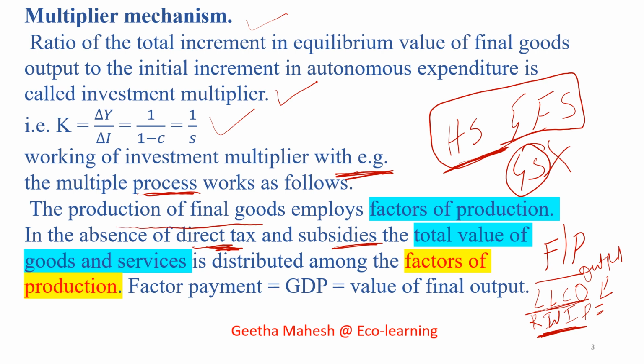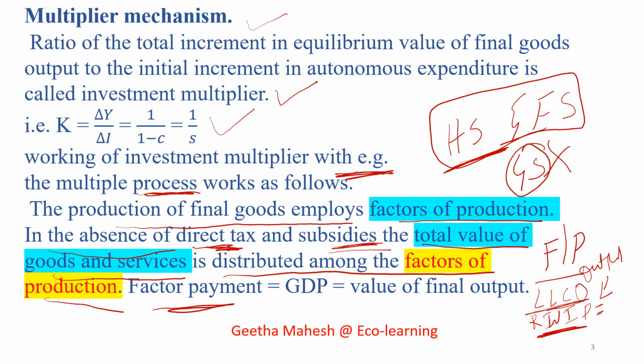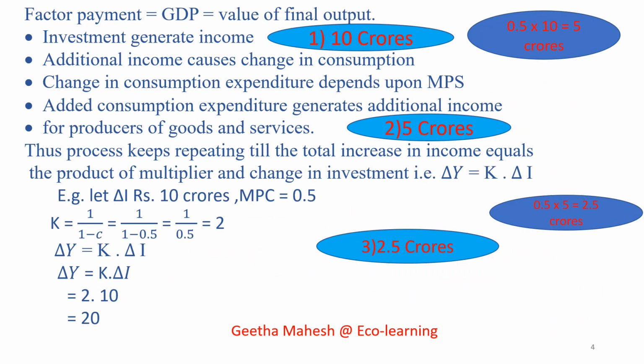The production of final goods employs factors of production. In the absence of direct tax and subsidies, the total value of goods and services is distributed among factors of production. Now, the factor payment is equal to GDP, which is equal to the value of final output. See here, the factor payment is equal to GDP and that is equal to value of final output.